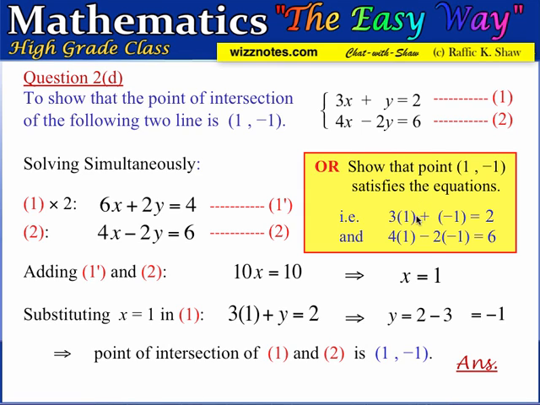Since it satisfies both equations, it means that the point (1, negative 1) is the point of intersection of the two lines. And that's another way you could have shown that this is a point of intersection of these two lines. And so that's the answer for question 2D and the end of question 2.